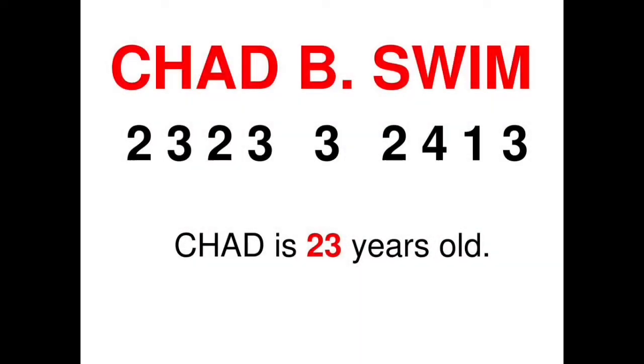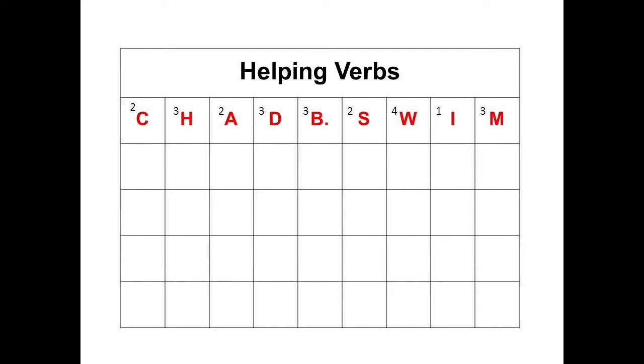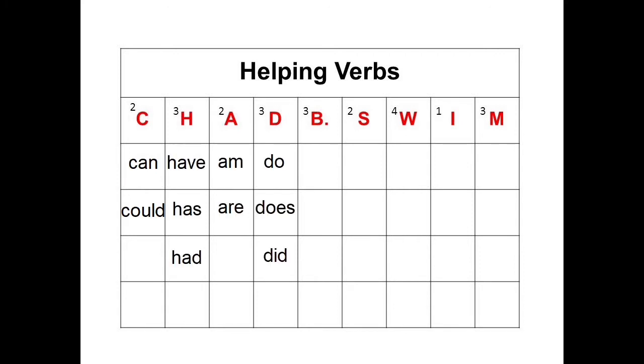To help you remember the helping verbs, we have a sentence and a number. They are Chad B. Swim is 23 years old and 23, 23, 3, 24, 13. Each of the letters in Chad B. Swim stands for one of the groups of words on your helping verb list. For example, the C stands for the 2 words that begin with the letter C, can and could. The H stands for has, have, and had, and so forth.